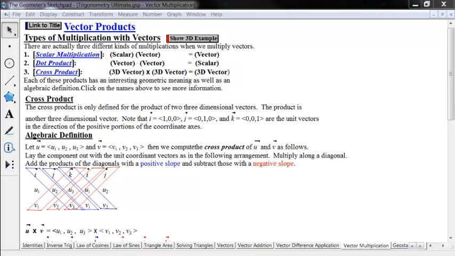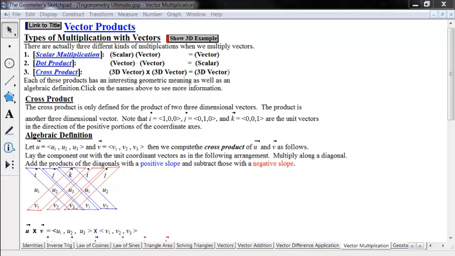In this video we're going to be talking about the third and last of our vector products. This is called the cross product, and in this version, you take a three-dimensional vector, do the cross product of that with another three-dimensional vector, and you end up with a three-dimensional vector for the output.